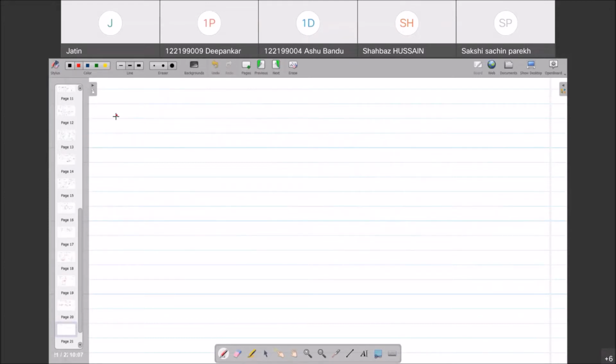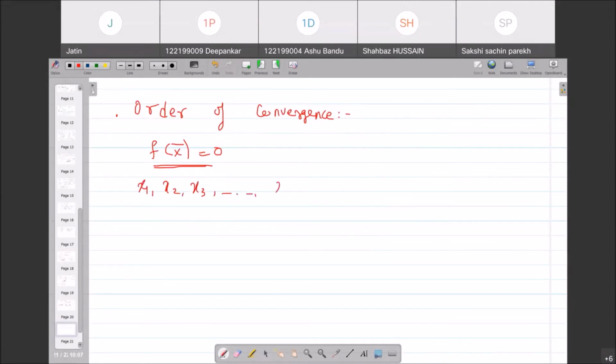The second thing you come across is order of convergence. Now, what is order of convergence? Suppose you have f of x, and I want to find the root of this equation. Now what do you do? You construct the sequence x1, x2, x3, xk, xk plus 1, and this is approaching towards x.